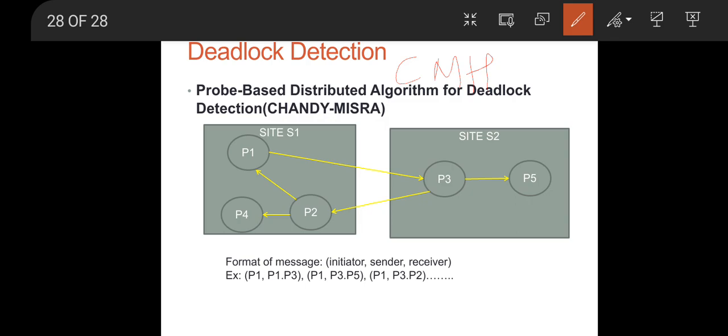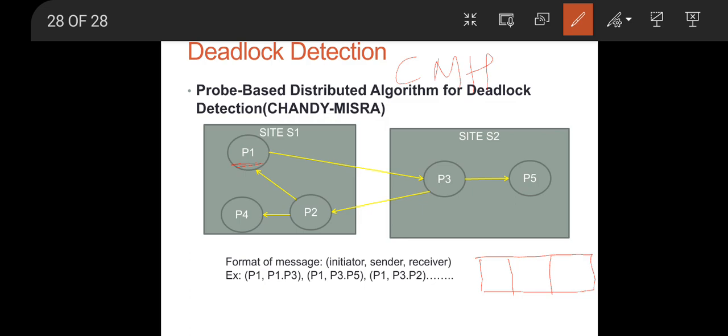So what happens is, suppose let us say this is the scenario of the entire distributed system, and let us say P1 wants to use a resource which is not currently available. So it will wait for some duration, and after that also it does not get the resource that it wants, that means still the resource is not available to be used. Then it will create a message which will have three fields.